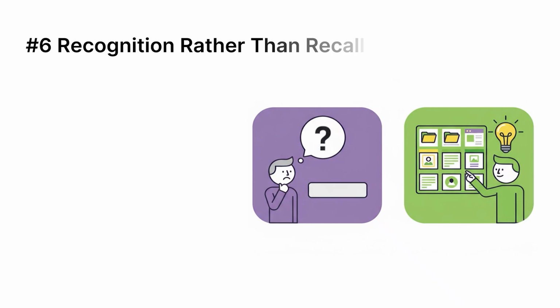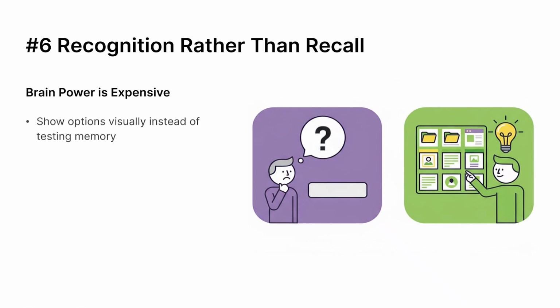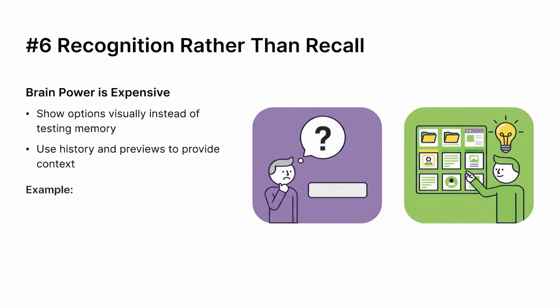Number 6, recognition rather than recall. Show options instead of making users recall them from memory. Pop quiz. What was the name of that document you were working on last week? Can't remember? Exactly. That's why modern apps show you recently opened files with previews instead of asking you to remember file names. Recognition is easier than recall. Multiple choice beats essay questions.